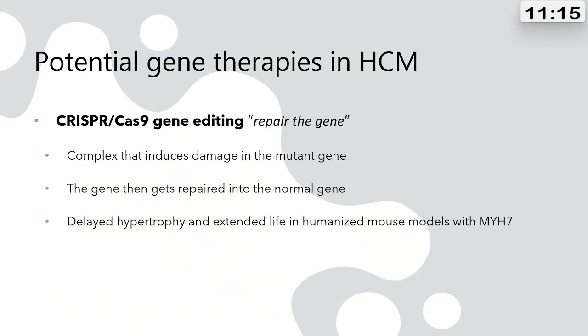And of course, there's CRISPR-Cas9, which is all the rage these days, gene editing. This is basically a complex that cuts the gene and allows the body to repair the gene on its own, to repair it to the normal gene. And again, in mice models, it delayed the hypertrophy and actually extended the lifespan of the mice.